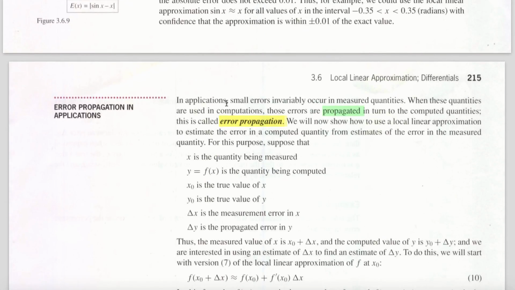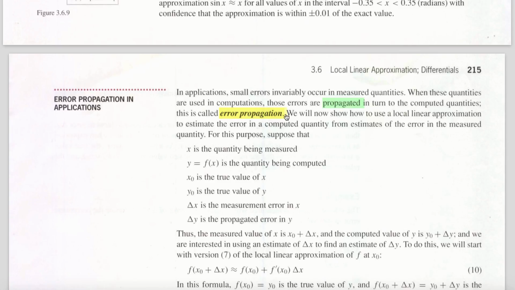In applications, small errors invariably occur in measured quantities. When these quantities are used in computations, those errors are propagated in turn to the computed quantities. And this is called error propagation. So make sure to get the vocabulary terms here in your journal as well. We will now show how to use a local linear approximation to estimate the error in a computed quantity from estimates of the error in the measured quantity.